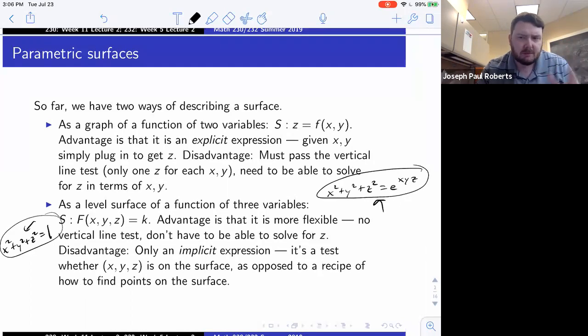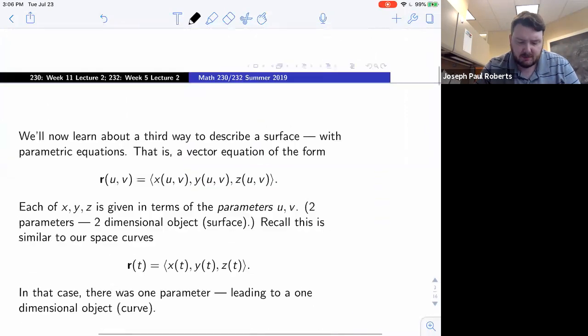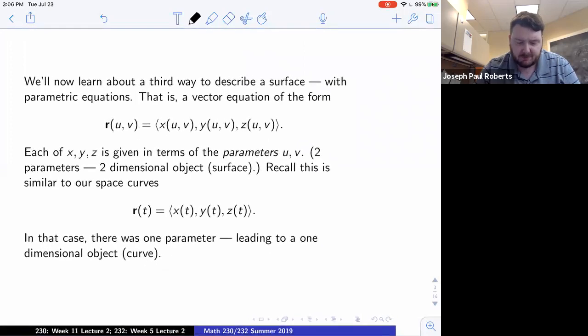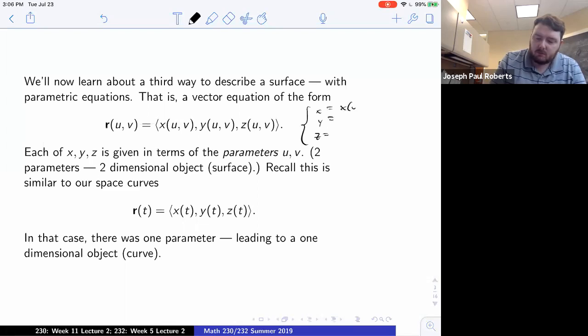So anyway, those are our two ways that we've talked about surfaces before. Today, let's add a third way to talk about surfaces. This is what we call parametric equations for the surface. If you remember back in chapter 13, when we talked about curves, you could talk about parametric equations for the curve or the vector equation for the curve. It was really the same information. Either you write it as a vector equation like this, or, technically, parametric equations would be when you write it as three separate equations, component by component.